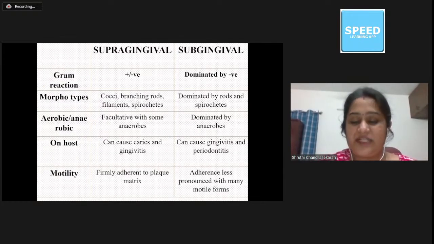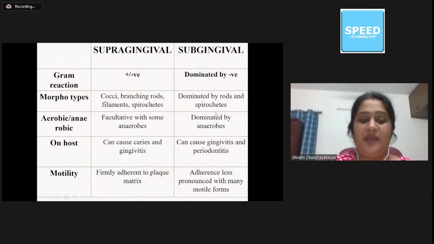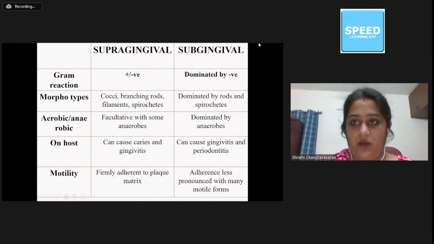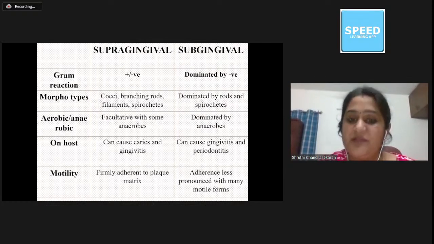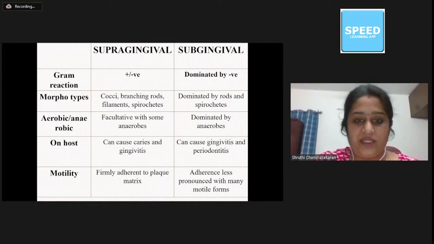Okay, so this slide is very important because it summarizes the difference between the supragingival and the subgingival components. The supragingival plaque is mainly made up of gram-positive and gram-negative organisms, whereas the subgingival plaque is mainly made up of gram-negative organisms. Coming to the morphology, the supragingival plaque is mainly made up of cocci, branching rods, filaments, as well as spirochetes, whereas the subgingival plaque is dominated by the rods and the spirochetes. Depending upon the aerobicity, supragingival plaque can be facultative with some anaerobes, whereas subgingival plaque is strictly anaerobic in nature.